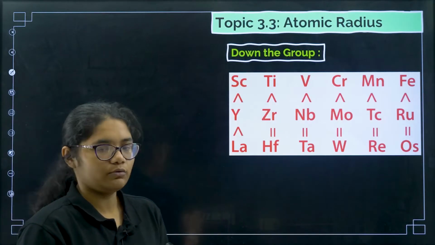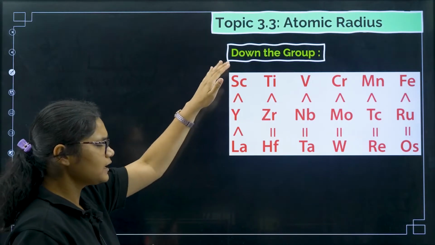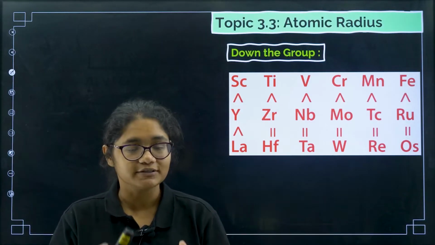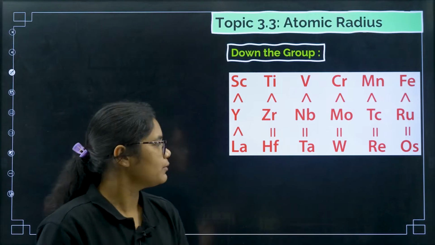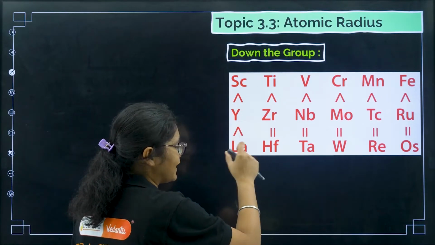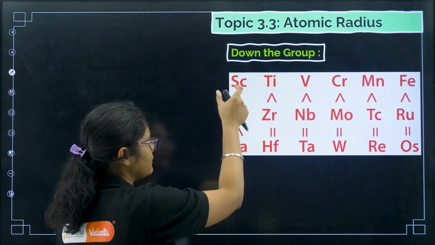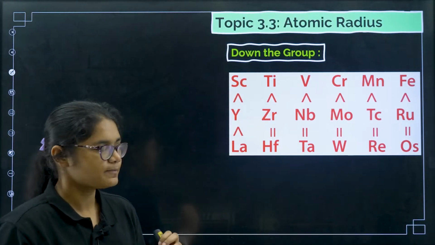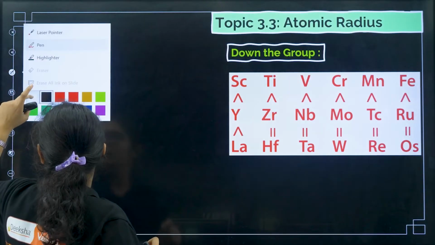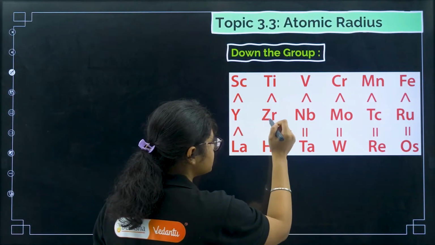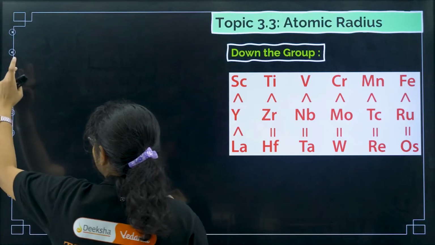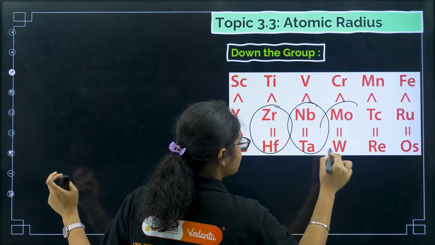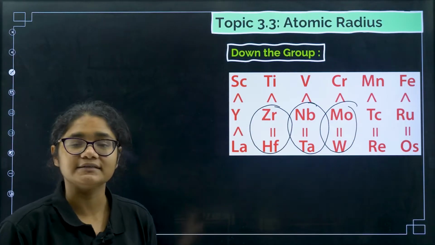Down the group, we know a new shell is getting added, so the size increases, right? So for scandium, yttrium and lanthanum, the size is increasing. That is very regular. Now if you see titanium, zirconium and hafnium, the sizes of Zr and Hf are almost similar. Now what is the reason for this?